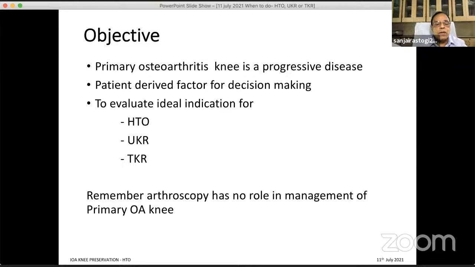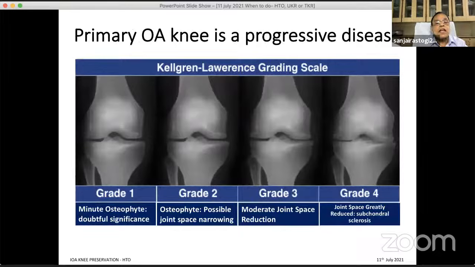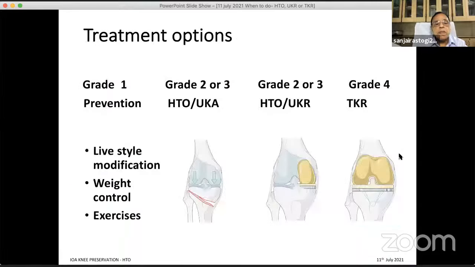Arthroscopy has no role in primary osteoarthritis knee except when there is a mechanical issue. Now, as per the Kellgren-Lawrence grading, in the initial stages there are hardly any changes, but in grade 4 there's an involvement of both sides of the joint. If we follow these patients regularly, which the average orthopedic surgeon must do, with the passion like a diabetologist will follow a patient of diabetes, in grade 1 we must emphasize lifestyle modification, weight control, and exercise, which must continue lifelong.